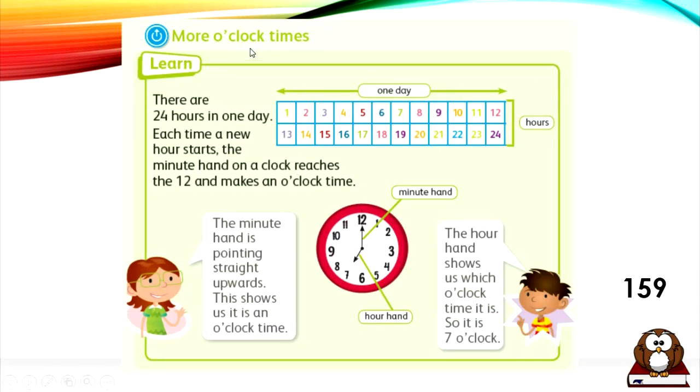Here we have more clock times. Okay, there are 24 hours in one day, as I told you in the previous lessons. Okay, each time a new hour starts, the minute hand on a clock reaches the 12 and makes an o'clock time. This is the minute hand. Okay, the big one, the big hand, or the minute hand.